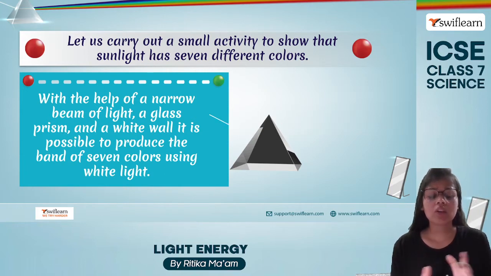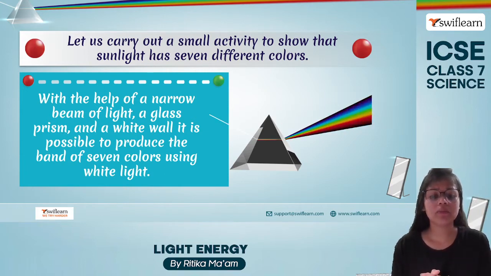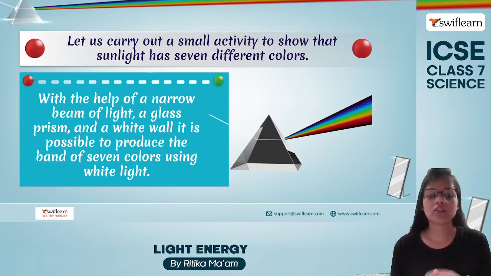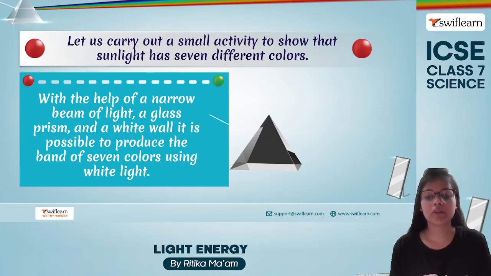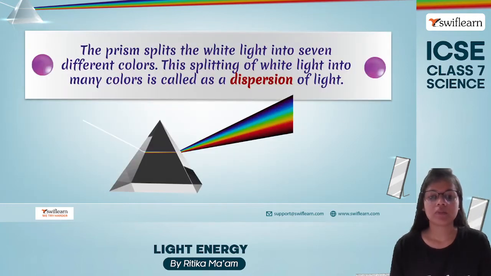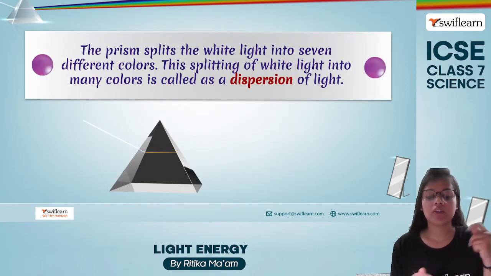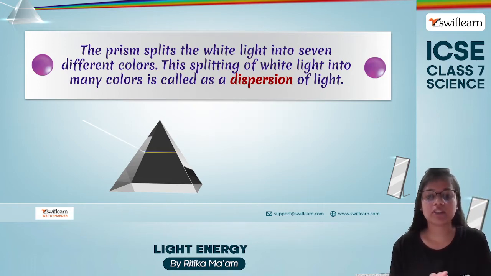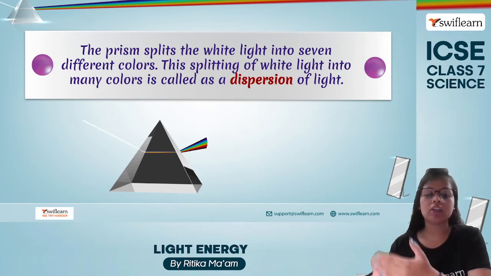Now let's carry out a small activity to see that sunlight has different colors. What do we need? We need a glass prism and a white wall, because the band of 7 colors will be produced there. Whenever we give light to the prism, it will split that white light into 7 colors and we will be able to see it on the screen.